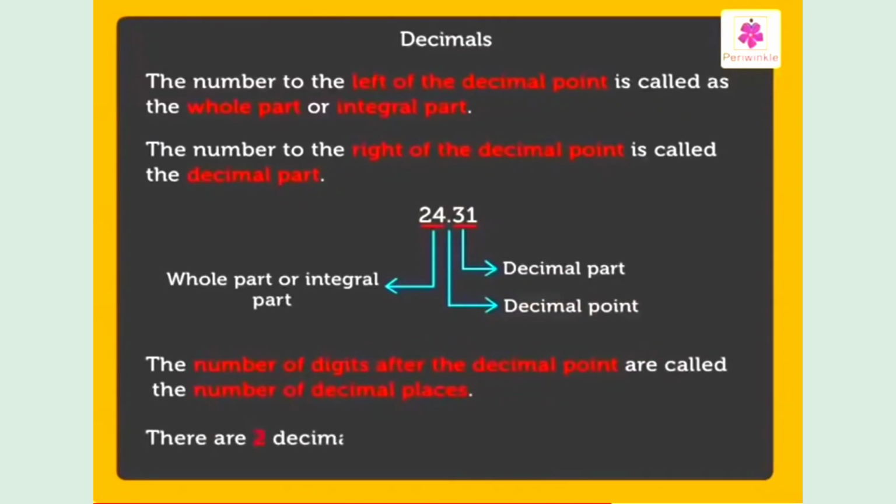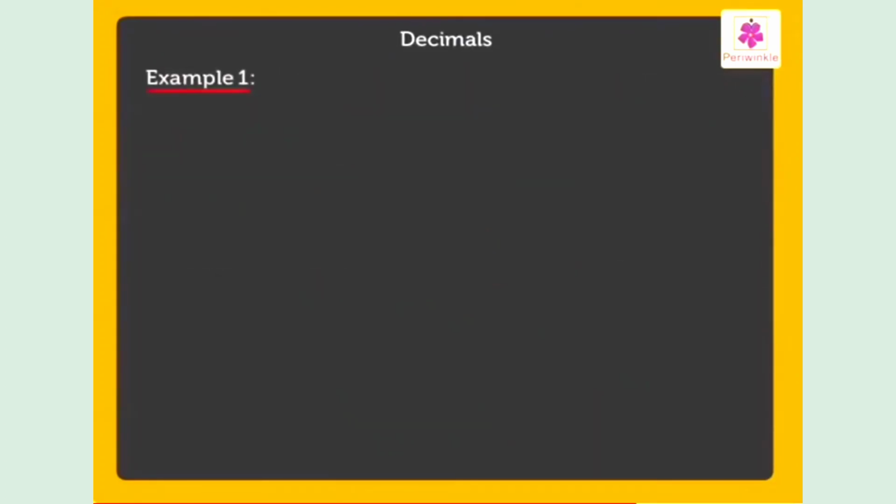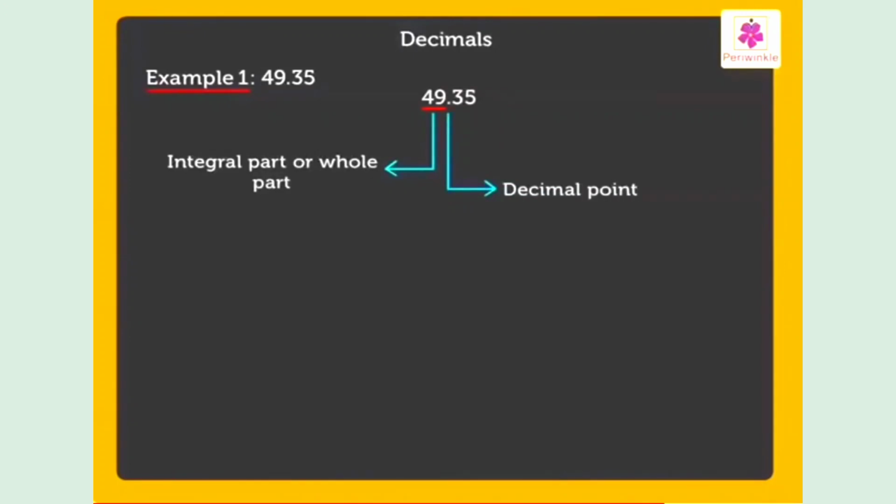There are 2 decimal places in 24.31. Now, let's look at a few examples. 49.35. 49 is the integral part. The dot in between 49 and 35 is the decimal point. 35 is the decimal part. It is read as 49.35. Look, there are 2 decimal places in 49.35.